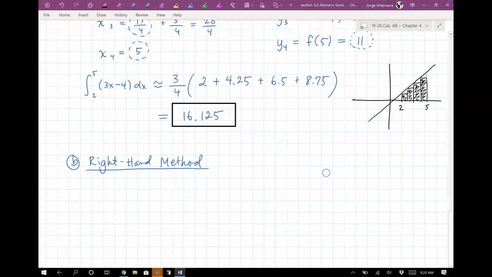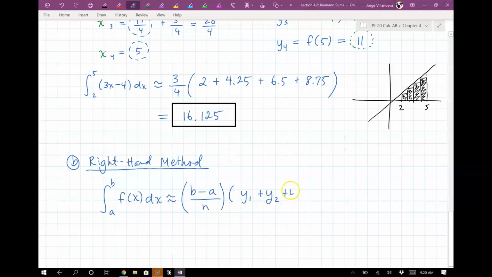So here's the formula for the right-hand method. The integral from a to b of f of x dx is approximately b minus a over n. Notice that doesn't change, but there is one small change. Instead of starting from the left side of the rectangle, we're going to start with the right. So in other words, you start with y sub 1 plus y sub 2 plus y sub 3 plus etc. plus y sub n. So this one ignores the first height and actually uses the last height. If I could draw this for you.